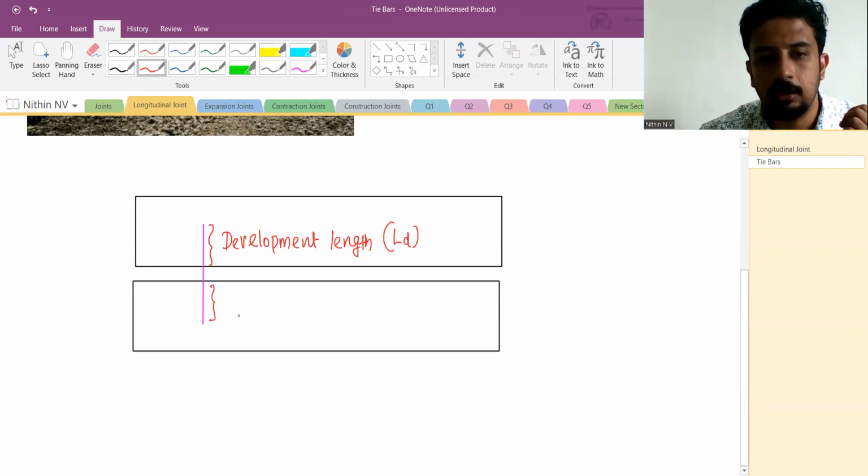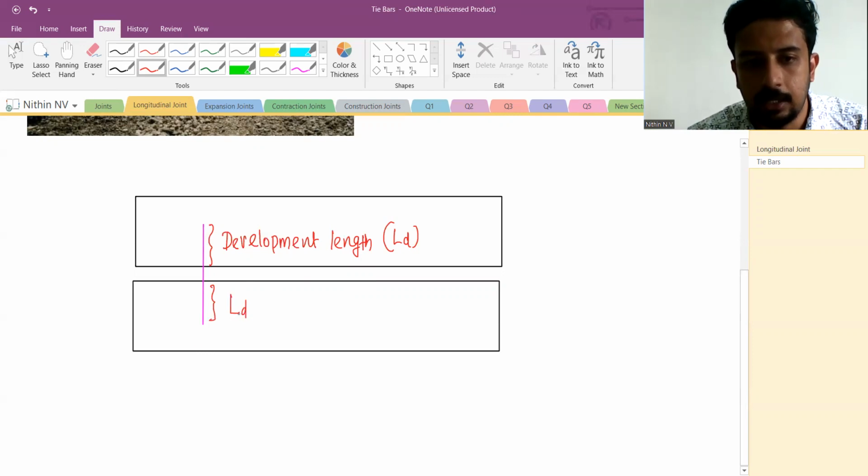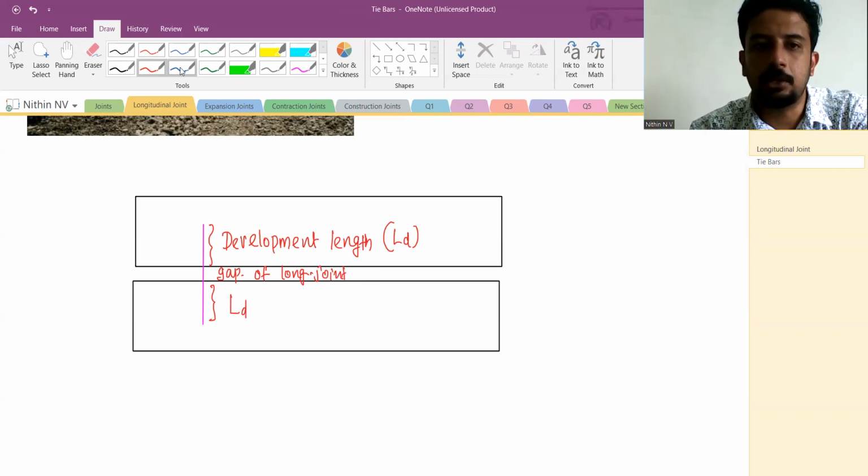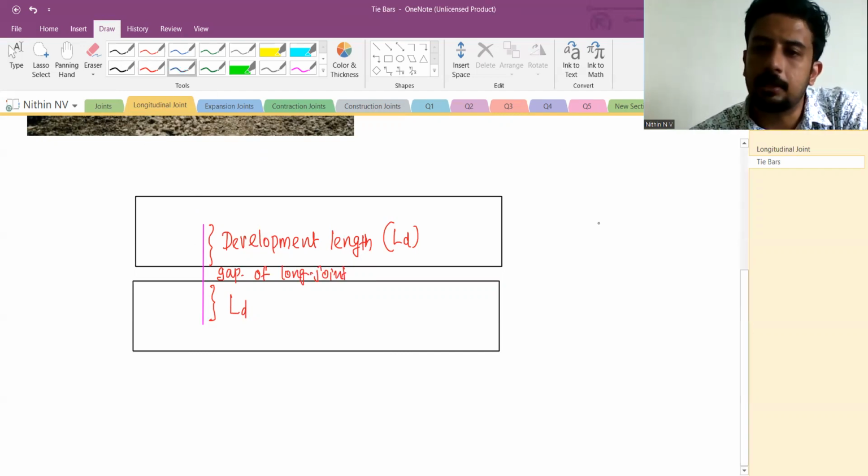The same length will be here also, no? Development length, LD. Plus there will be a small gap of the longitudinal joint also. Gap of longitudinal joint. Now you see, what will be the total length of the tie bar then? What will be the total length then?